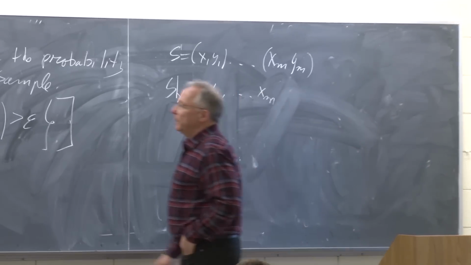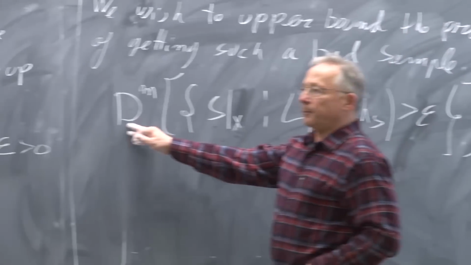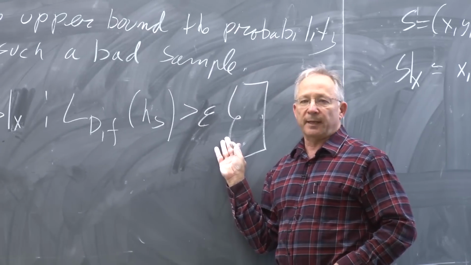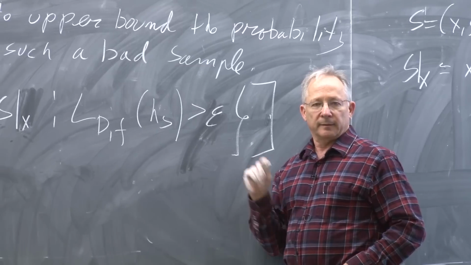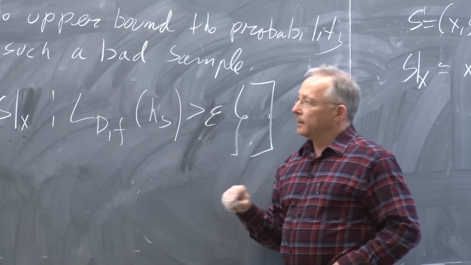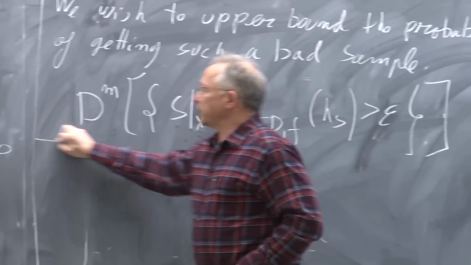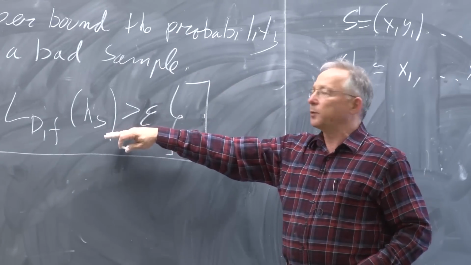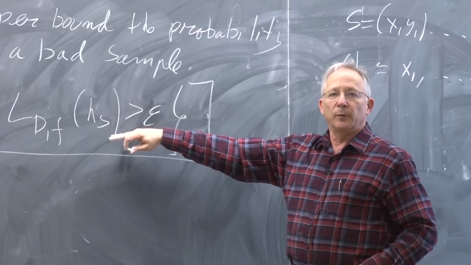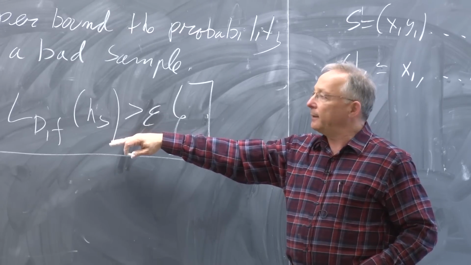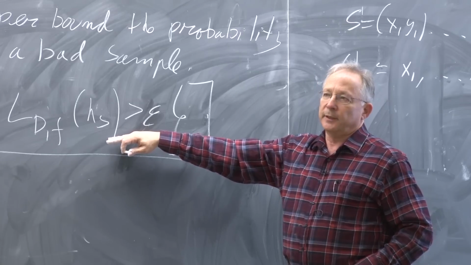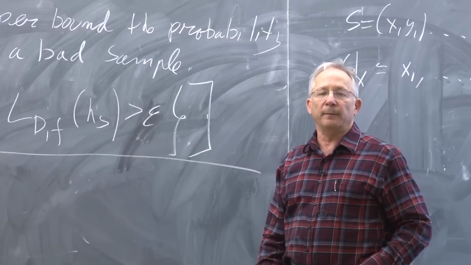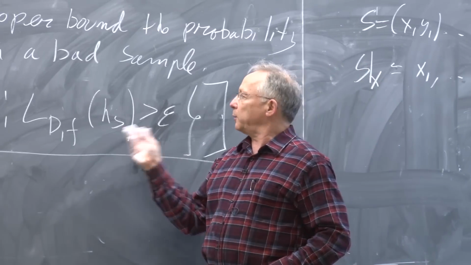So I want to upper bound the probability of picking a bad or a non-representative sample. Okay? Or are there questions about this? What I'm claiming is, if we will be able to show that the probability of this event is small, we are done. This is the probability that we'll pick a confusing sample. If it's small, then with high probability we are making conclusions that have errors smaller than epsilon.